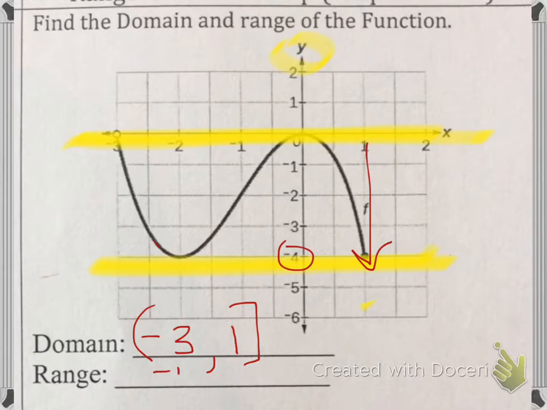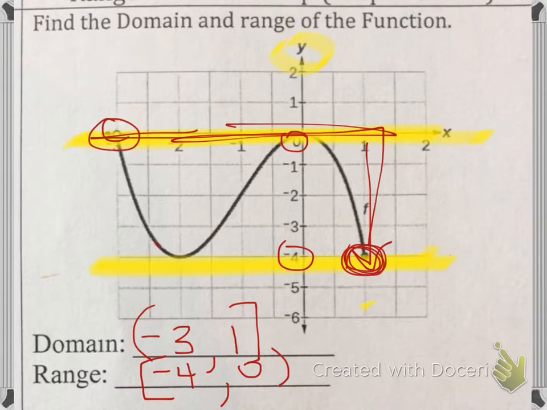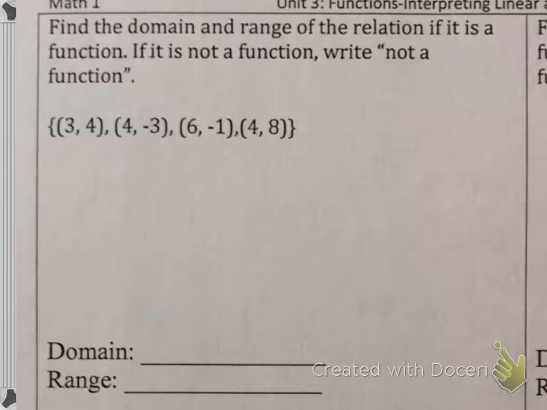It went to -4. How high does that go? It goes to 0 on the y-axis. Then I'm going to check to see if it's brackets or parentheses. Well, at -4, it was solid, so it's a bracket. Up here at 0, it's open, so it's a parenthesis. So left to right is domain, bottom to top is range.